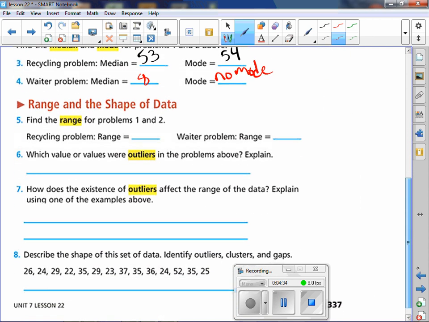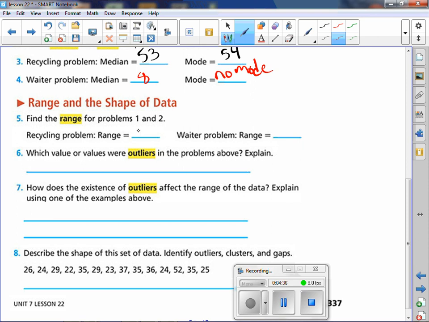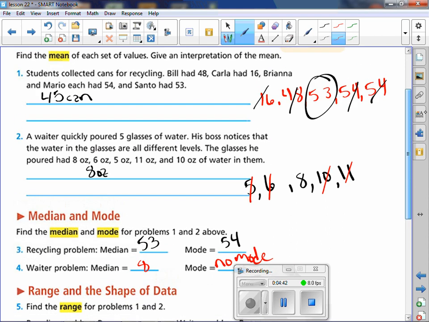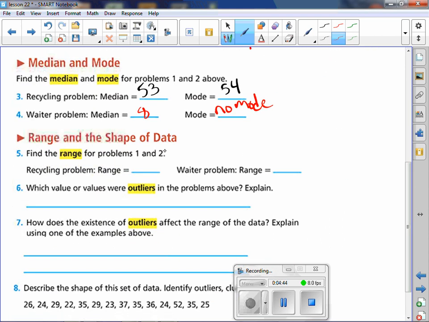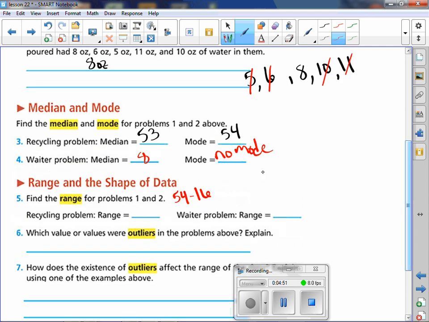All right, range of data is the greatest number minus the least number. So when we look back up here at the can problem, we're going to do 54 minus 16. Okay, and then on this other one, we're going to do 11 minus 5. 54 minus 16 is 38.